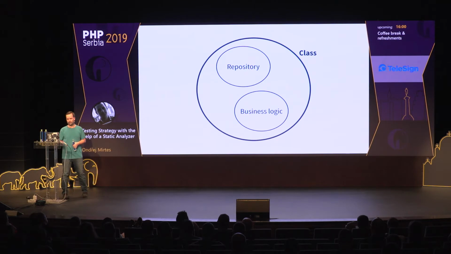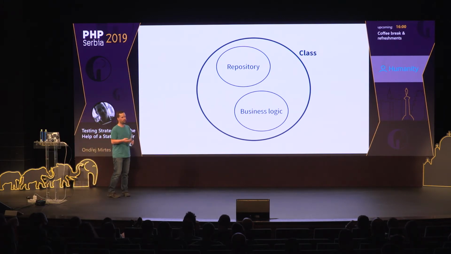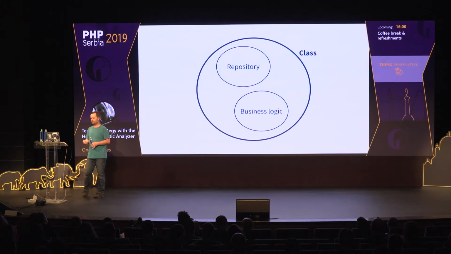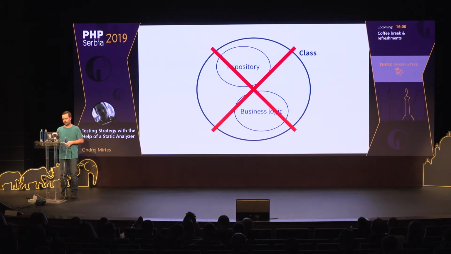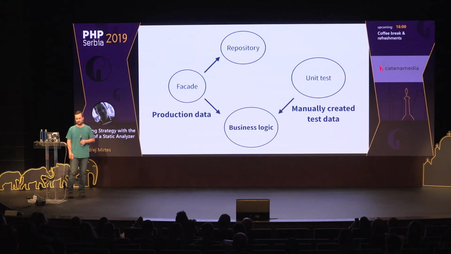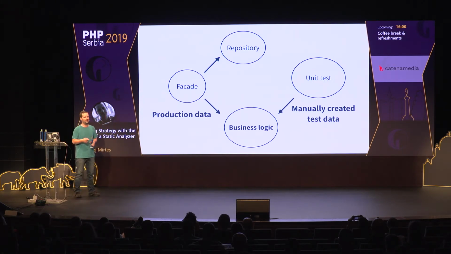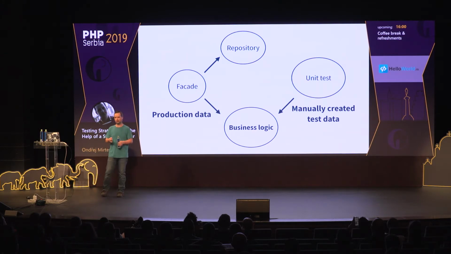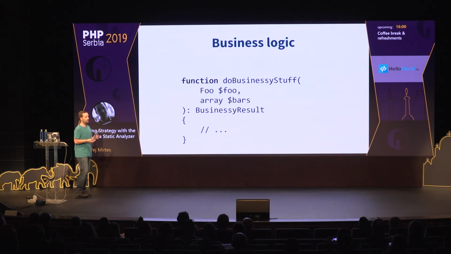So I don't recommend putting data fetching and business logic into a single class, into a single method. Even if you extract your SQL queries into a repository, you can still make the same mistake and call the repository inside the business logic, which is not recommended. Instead, you should remove the need for mocking. You should extract your business logic, realize what the inputs and the outputs of the business logic are, and make the inputs into method parameters.